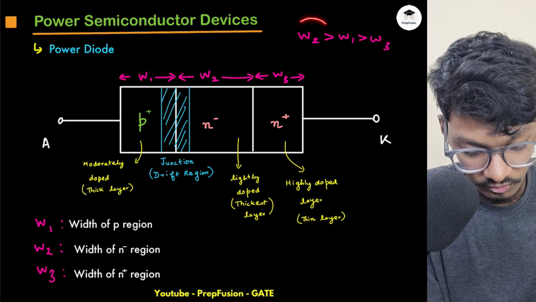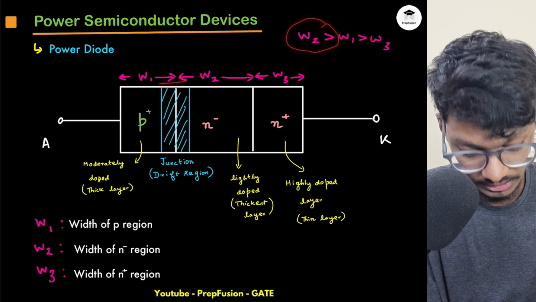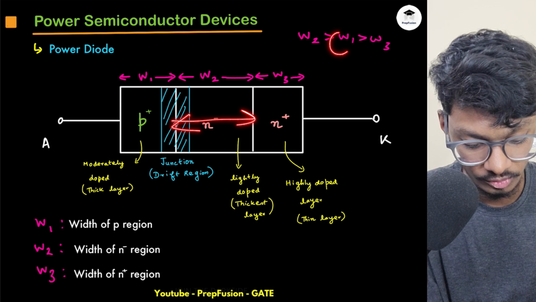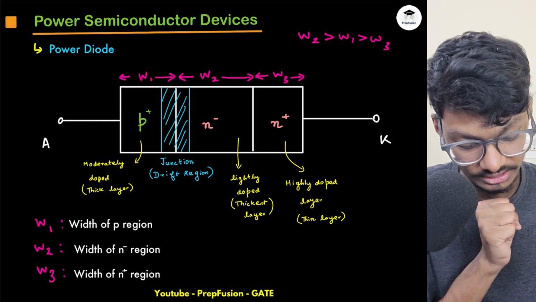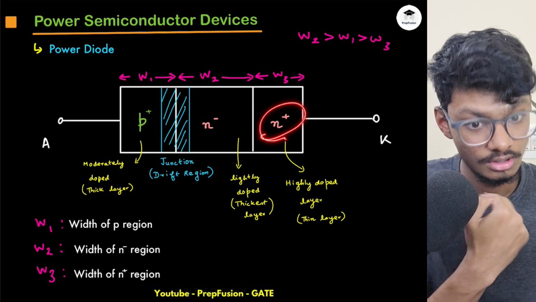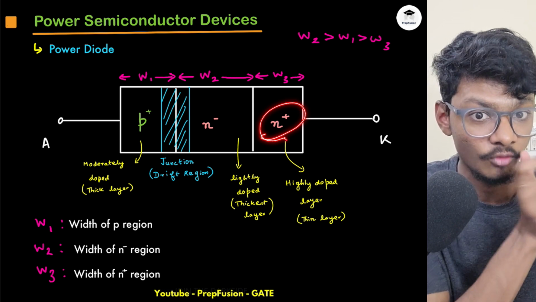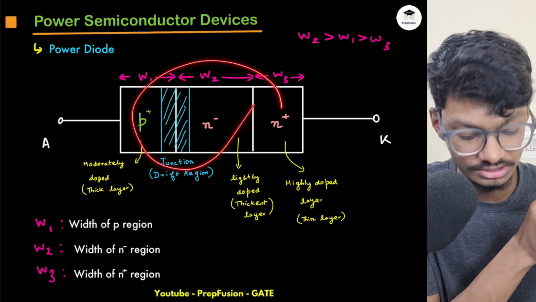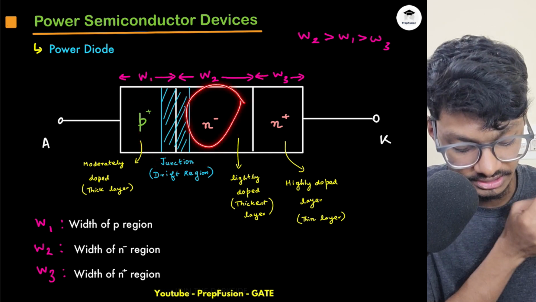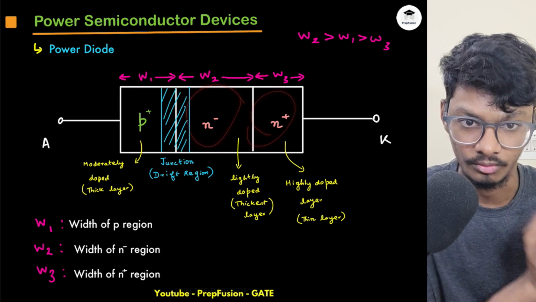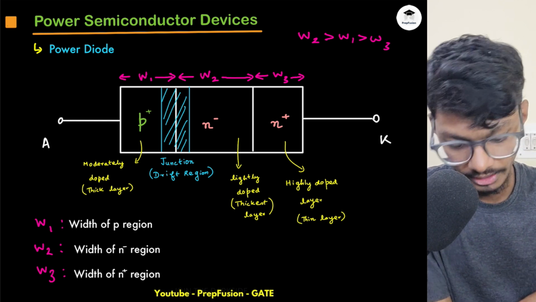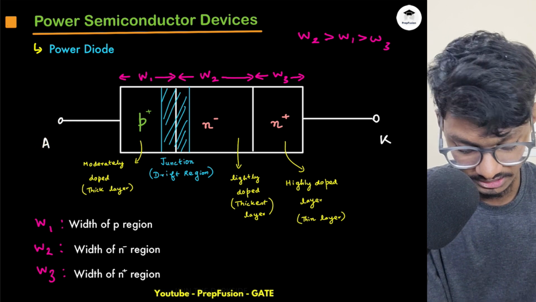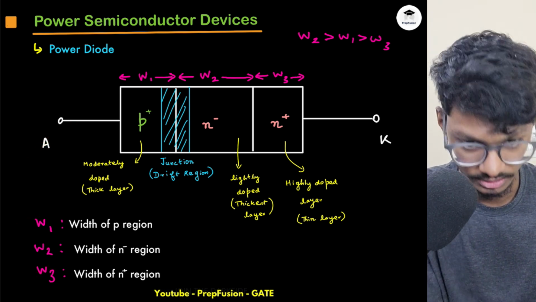So we can see the width W2 will be like this. W2 will be largest, then W1, then W3. This will be very small. It is present just for conduction support during the forward bias. During the reverse bias, it must block higher voltages. This is there for the reverse bias. This is there for the forward bias. We'll understand the working slowly. Don't worry. So this is the construction, and these are basically the definitions of all those things.